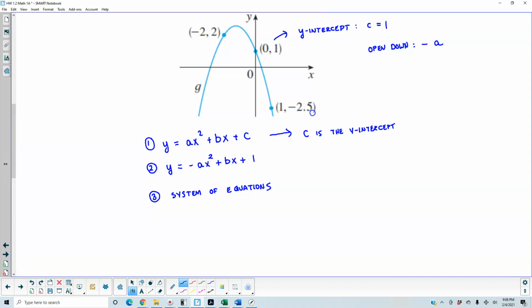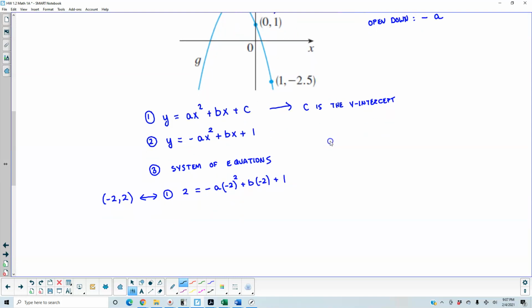Okay, so if we have negative 2 and 2, we're going to plug it into the equation that we just received, and we're going to call that equation 1. So we know that y is going to be the value of 2 with this ordered pair. It's going to equal negative a times negative 2 squared plus b times negative 2 plus 1. So we end up getting 2 equals negative 2 squared is 4 times negative a is negative 4a. That becomes negative 2b, plus 1. And then we subtract 1 from both sides. So we get 1 equals negative 4a minus 2b. So that is our first equation of our system of equations.